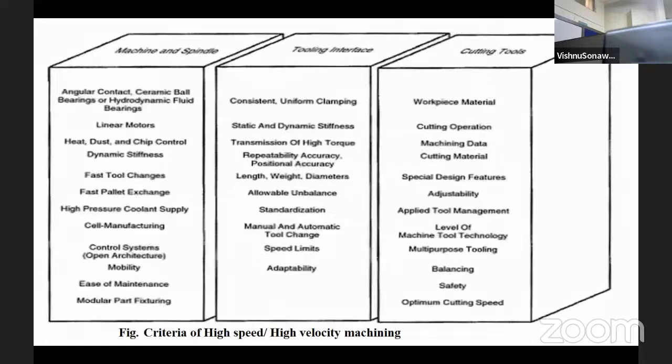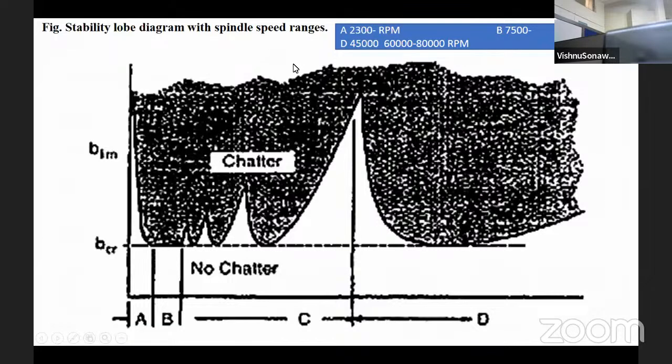Okay, but when we are developing these high-speed machining centers, three main important parameters are required: machine and spindle, tooling interface, and cutting tools. Actually, these three parameters should be taken into account.